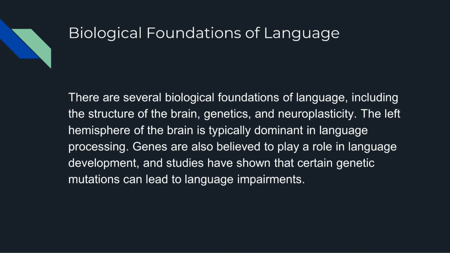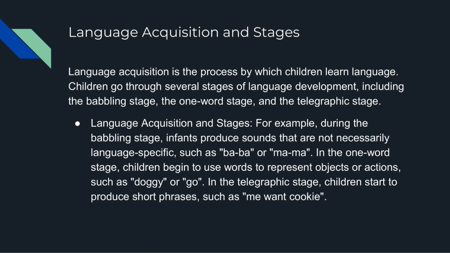What are the biological foundations of language? There are several biological foundations of language, including the structure of the brain, genetics, and neuroplasticity. The left hemisphere of the brain is typically dominant in language processing. Genes are also believed to play a role in language development, and studies have shown that certain genetic mutations can lead to language impairments. The most important topic in the UGC NET syllabus, from which a question comes every year, is language acquisition and stages.